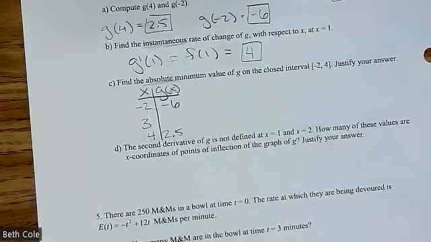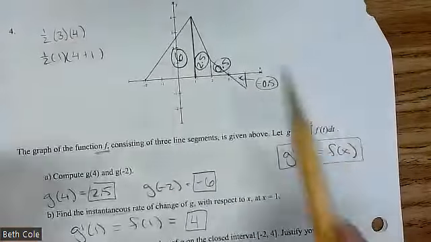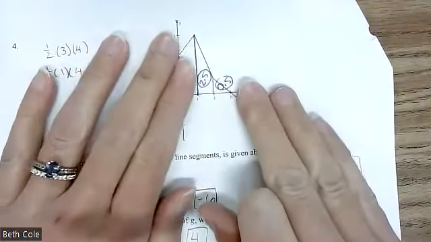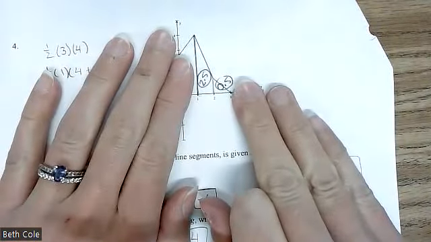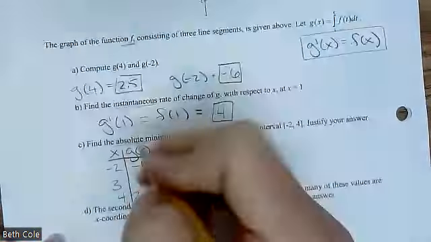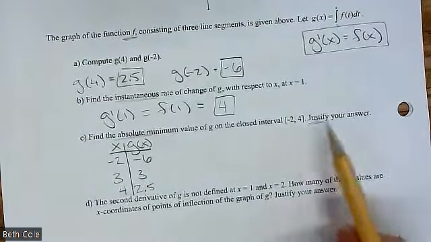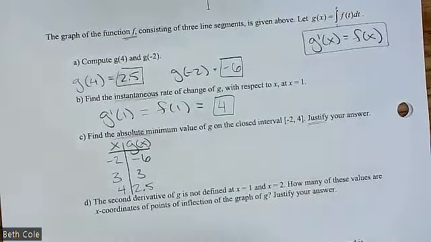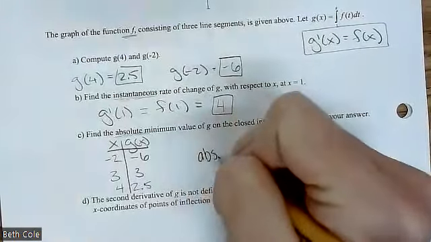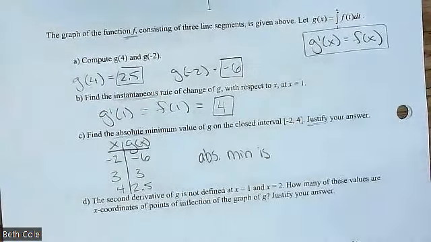So remember, where did the accumulation start? 1. We want to accumulate from 1 to 3. So that's this part. So that'd be 3. And then you just write the answer. It says justify, but the chart is the justify part. So all you have to do is say, did they ask for maximum or minimum? Minimum. All right. Absolute minimum is what?